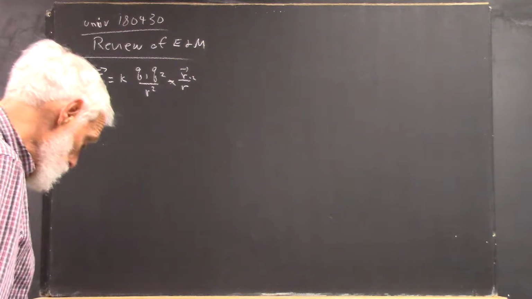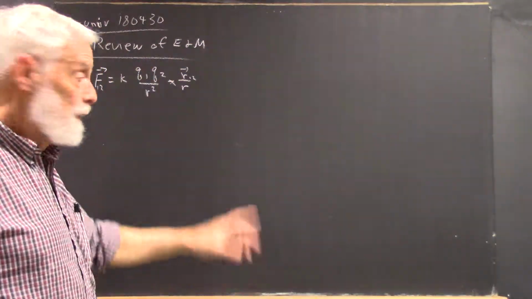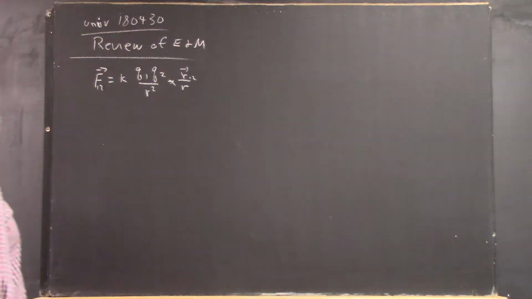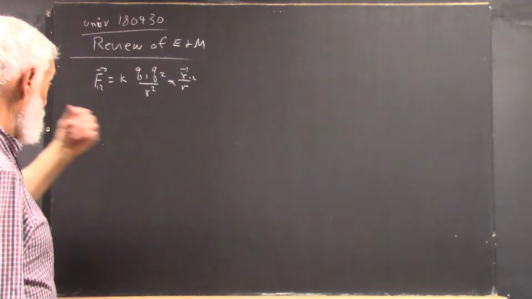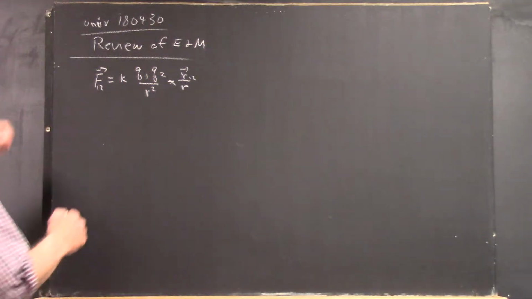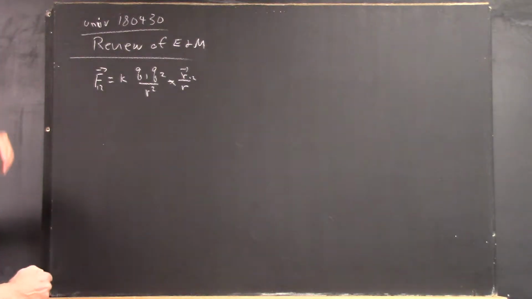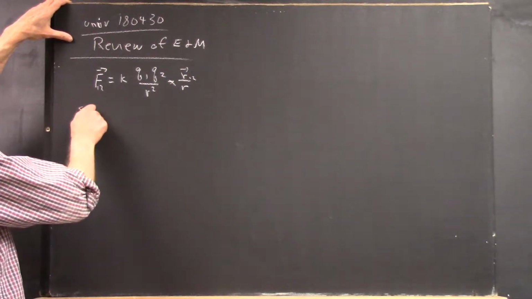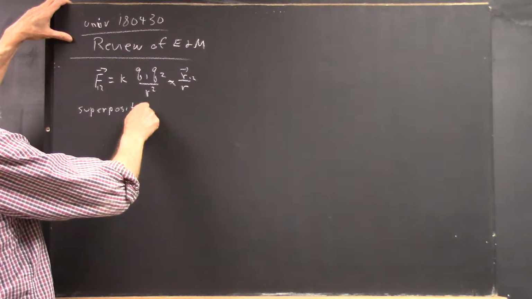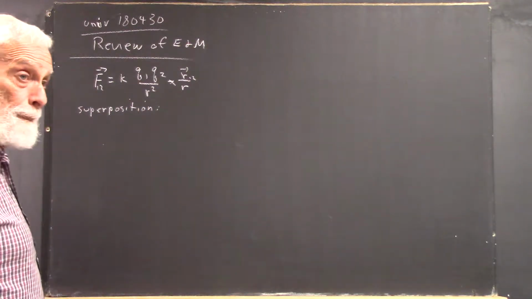Make sure that what you get makes sense when you plug in two charges and the vector between their positions. Make sure the vector's in the right direction and the notation is all consistent. And then, if you have superposition, okay?